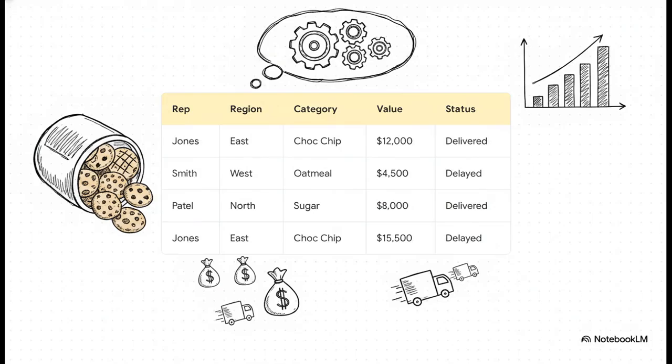To actually see this in action, we are going to use this cookie sales and operations data set throughout our explainer today. As you can see, we've got sales reps, regions, cookie categories, deal values, and order status. It perfectly represents the exact kind of structured columns you're going to face out there in the real world.